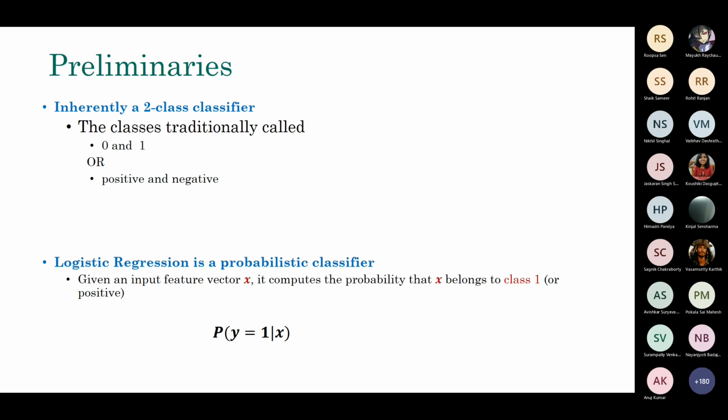Logistic regression is a probabilistic classifier in the sense that when you have an input feature vector x, it tries to compute the probability that x belongs to class 1. That is important. What is the probability that the sample belongs to class 1 given its feature vector? So the probability that y equals 1, where y is the output label, given the feature vector x. That is what we are interested in in logistic regression.